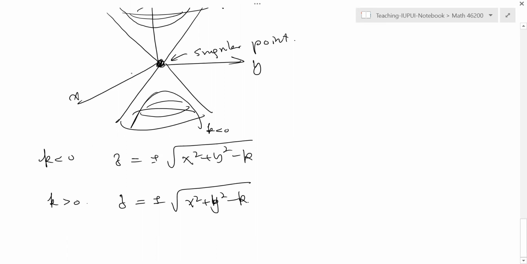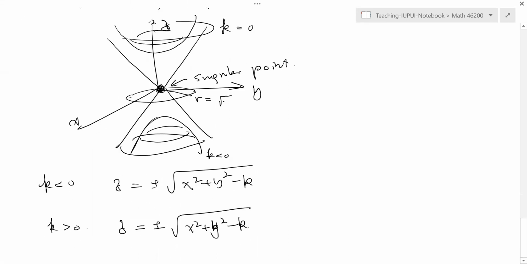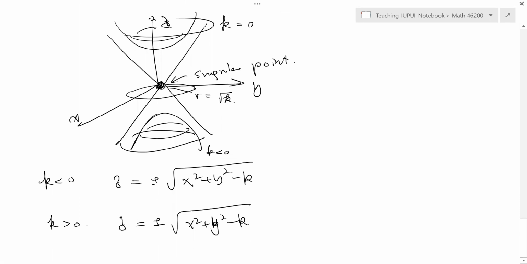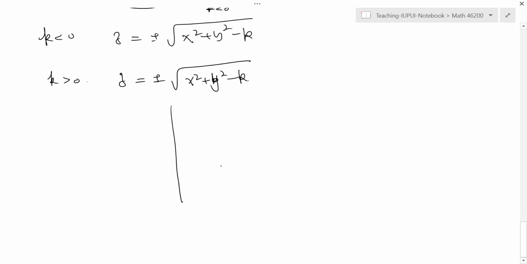And this is going to be something like a circle, okay? With the radius r equals square root of K, okay? Square root K. So I'm going to draw the picture again. And this is a special cone when K equals 0.